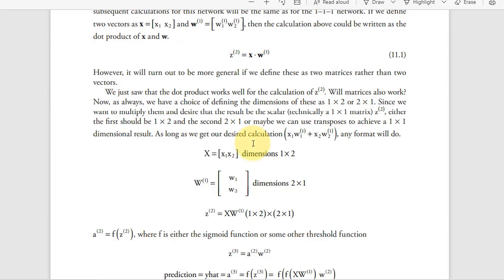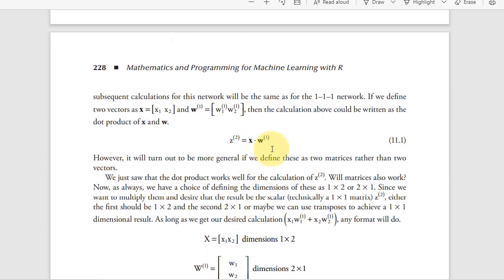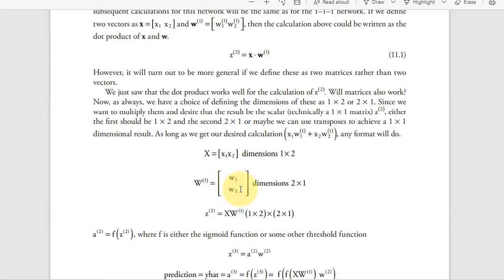Now, we could also call them matrices. If we call this a matrix x1, x2, and we call W1 this matrix here, the dimensions of this are 1 by 2, and the dimensions of this are 2 by 1, and we can therefore multiply these two. That's a 1 by 2 times 2 by 1. That works, and that will give us Z2. So we could express it as a dot product or as a matrix product, and we're going to stick generally with the matrix product representation.